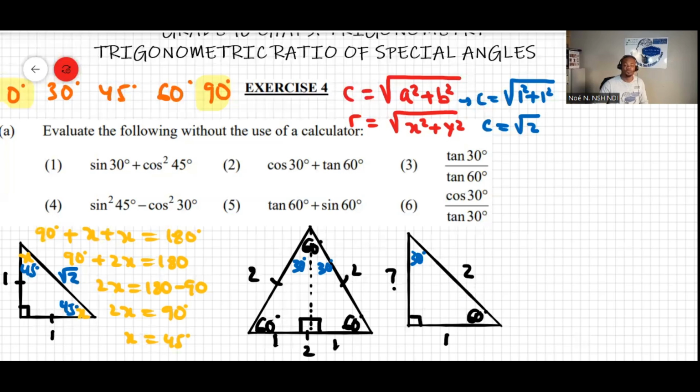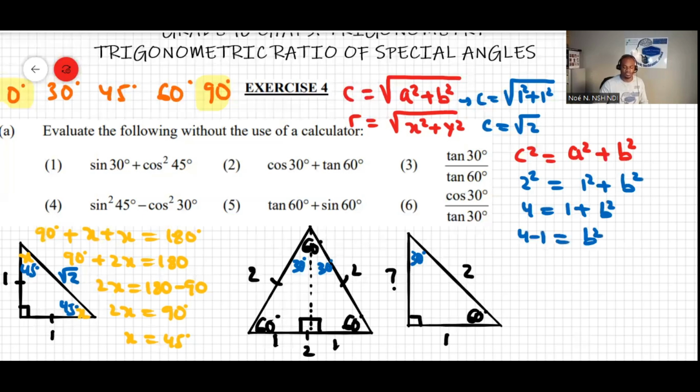You can still use the same formula to find that missing side. In cases like this, I prefer to write my Pythagorean theorem as c squared equal to, not square root, but now a squared plus b squared. So we can substitute the value of c, which is 2. So 2 squared will be equal to 1 squared plus b squared. Now that makes 4 equal to 1 plus b squared. That makes 4 minus 1 equal to b squared, and then 3 equal to b squared.